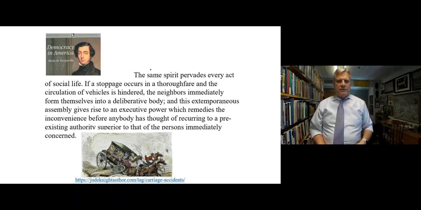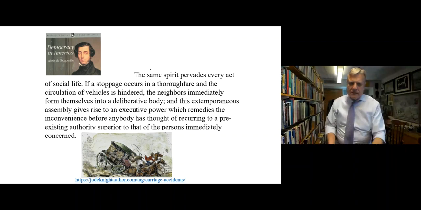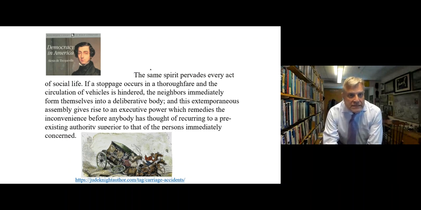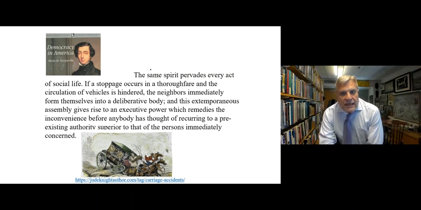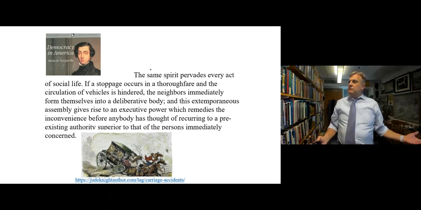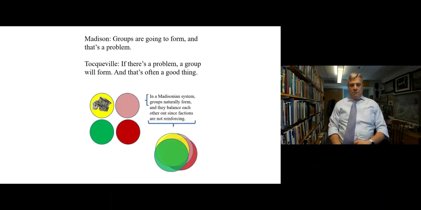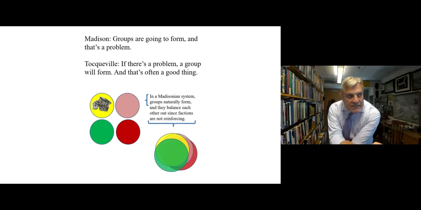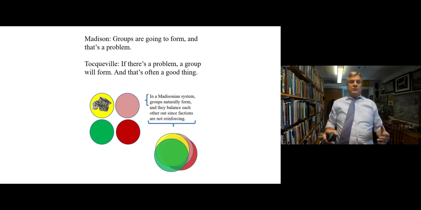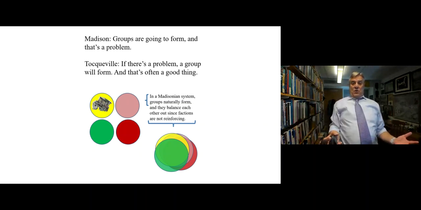This is the step. This is the classic pluralistic Tocqueville step. If there's a problem, a group will form. So Madison is a little bit worried about it. Groups are going to form. That could be a problem. Tocqueville says, hey, if there's a problem, a group's going to form, and that's often a good thing.